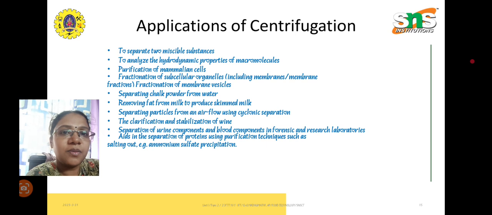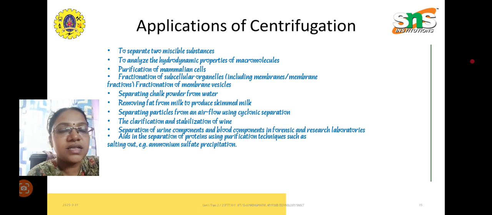Okay, a few applications of centrifugation: separating two miscible substances, purification of mammalian cells, separating chalk powder from water, or removing the fat from milk to produce skimmed milk, which is nothing but fatless milk, and separating particles from air flow using a cyclonic separator, etc. The other examples are given in the centrifugation applications list.